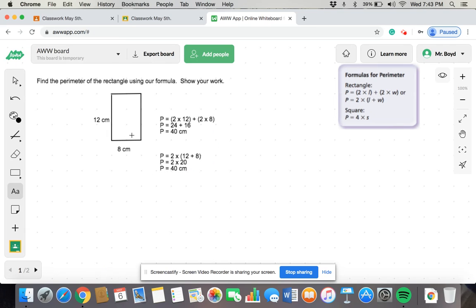Over here, we have a length of 12 centimeters, a width of 8 centimeters. So we filled in L, which stands for length, W stands for width. We plugged in our measurements and solved using our equations.